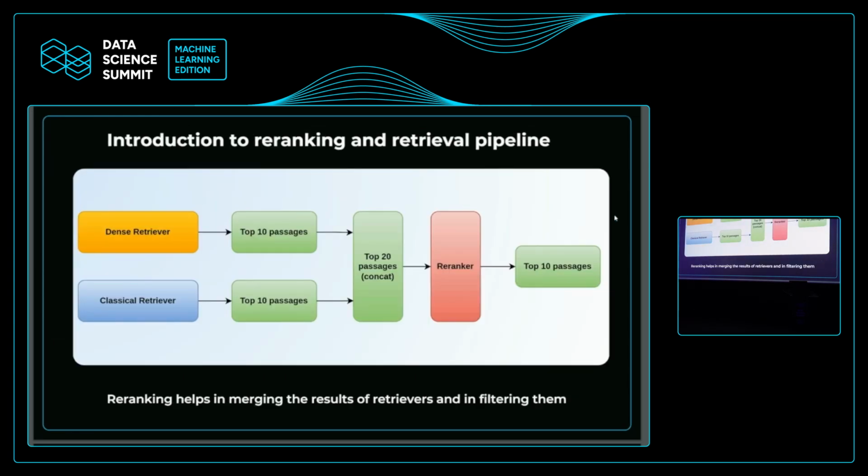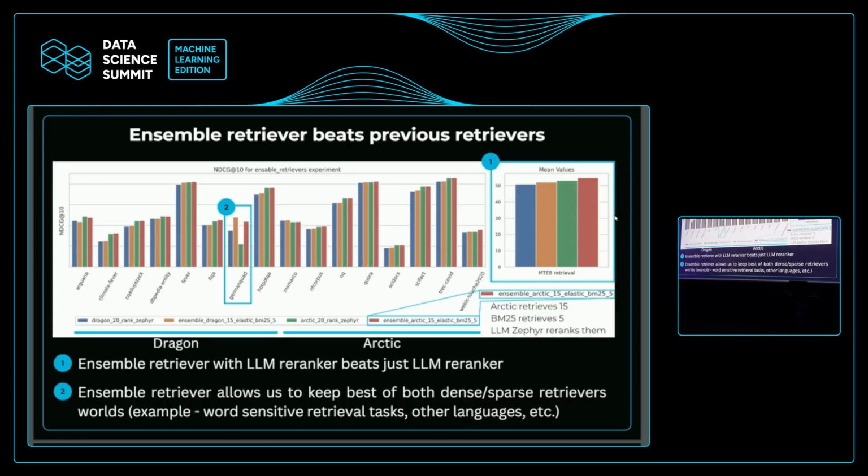Okay, so we used re-rankers to re-rank the outputs of a single retriever, but it's also possible to use the re-ranker as a way of merging many different documents from different retrievers. And in our experiments, we used the re-ranker to merge the results from a dense retriever and from a classical one. Yes, and now we can see on this slide we look both at the Dragon and Arctic retrievers. However, the bars on the left are just the Dragon or Arctic retriever itself. However, the bars on the even positions are an ensemble of these dense and sparse retrievers.